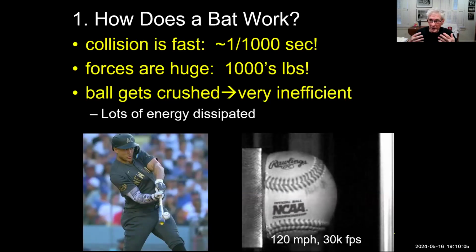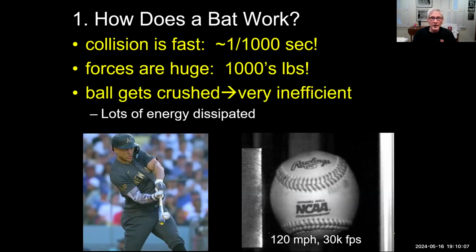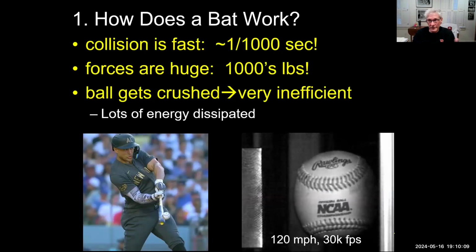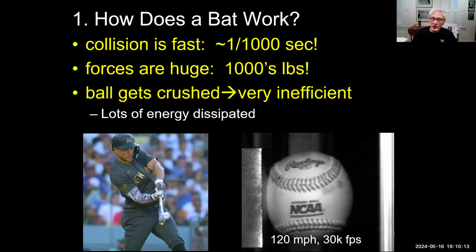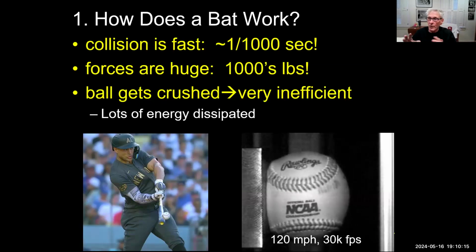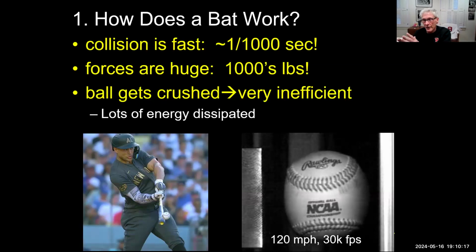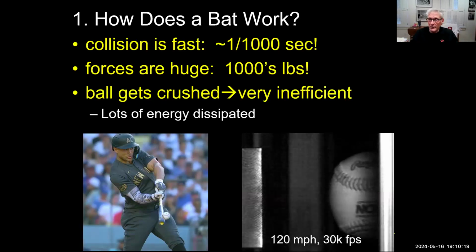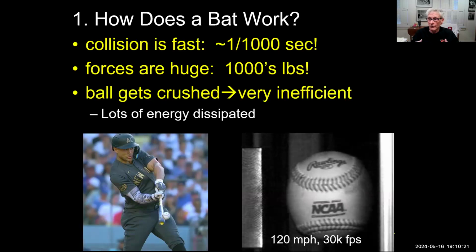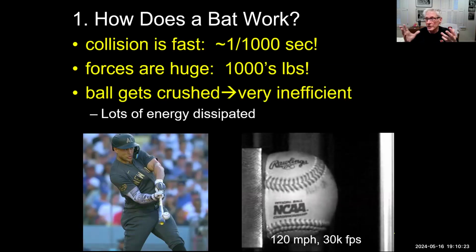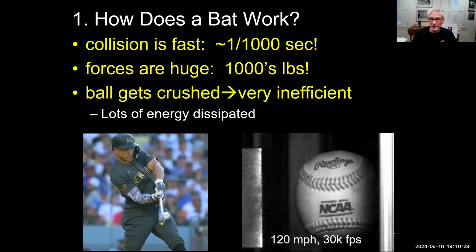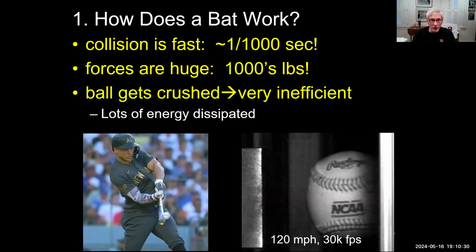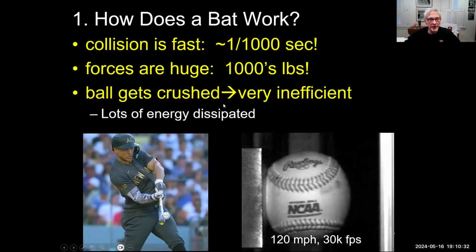And so the collision is very, very fast, typically of order of thousandths of a second, probably even a little bit less. The forces are huge. To be able to turn that ball around from one direction to the other in such a short amount of time requires very large forces, thousands of pounds. And as I said, the ball gets crushed, and that makes it very, very inefficient. Lots of energy gets dissipated.